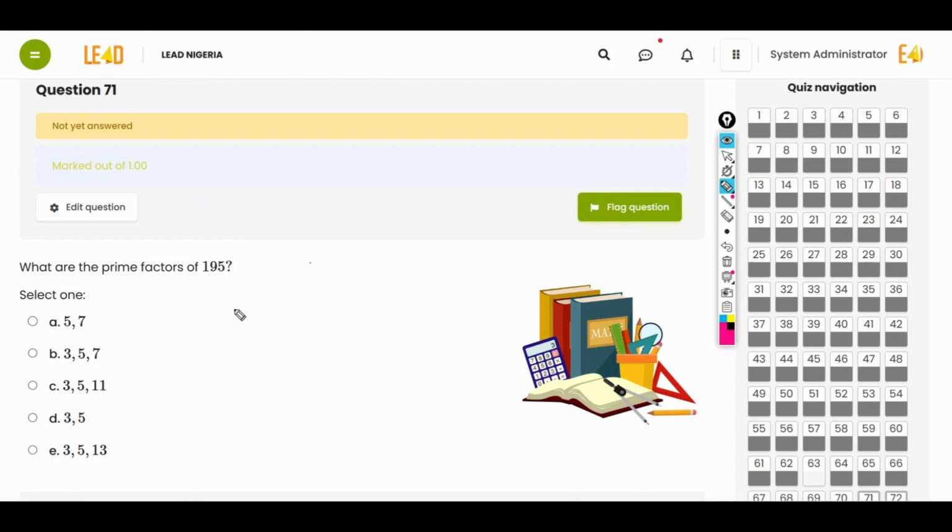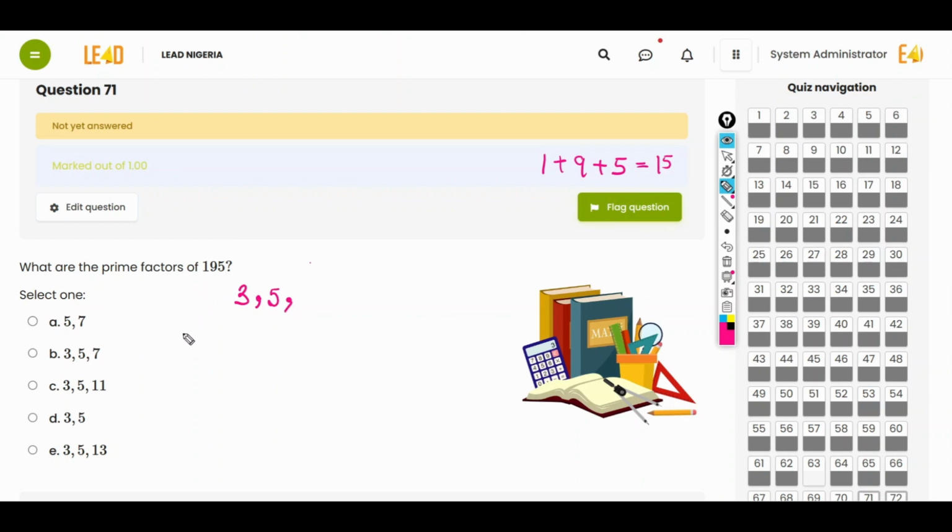So we know 5 is a factor, obviously, because it passes the divisibility rule for 5. So we know 5 works. Amongst the options, we also have 3. The rule for 3 states that if you add all the digits and the sum of the digits can be divided by 3, then the number is divisible by 3. So if you add 1 plus 9 plus 5, you would get 15. Since 15 is divisible by 3, then 3 is also a factor, right?